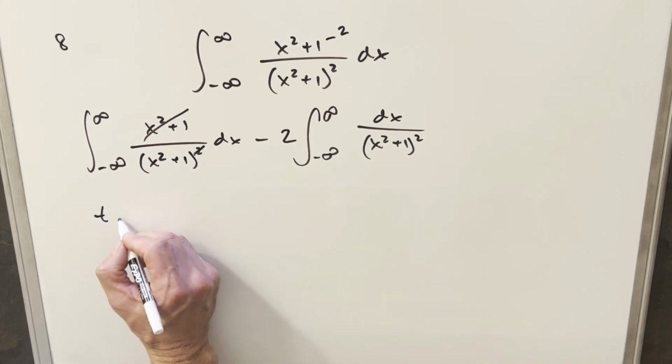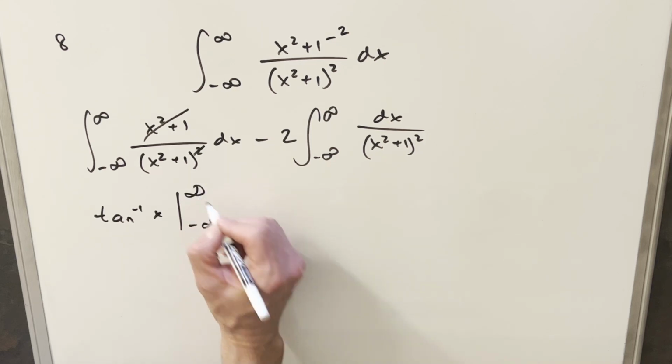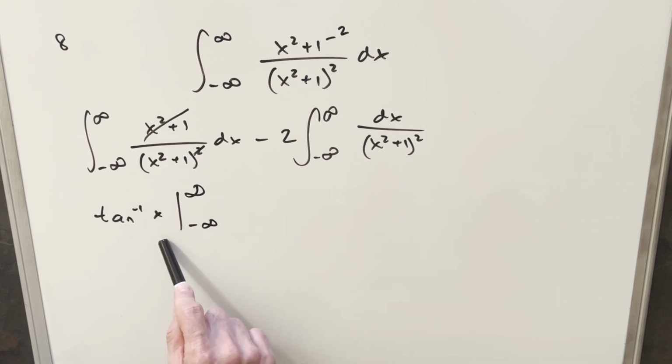So let's just do that. This is going to be arctan of x, and we're just going to evaluate that from minus infinity to infinity. And because I think the other one is more complicated, let's just finish this one first and we'll bring the answer forward.